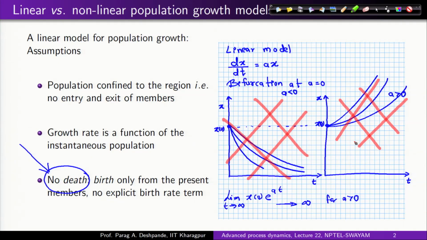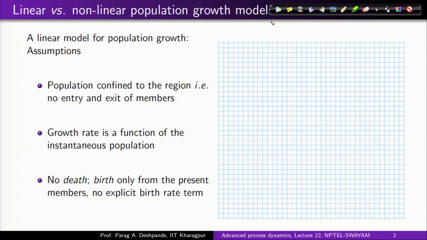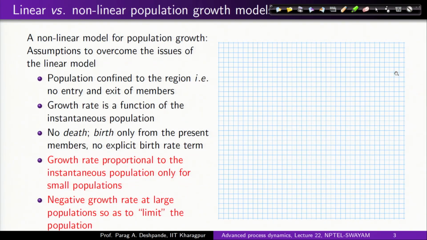So, if this is practically not possible, then what is the problem with our model equation? The problem with our model equation is that my population tends to infinity as t tends to infinity. I need to overcome this problem. I need to control my population at larger time intervals. So, that is what gives rise to the need of the non-linear model. Okay. So, the non-linear model has the following assumptions.